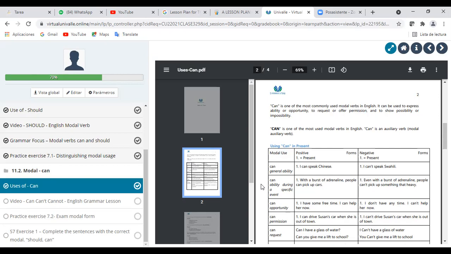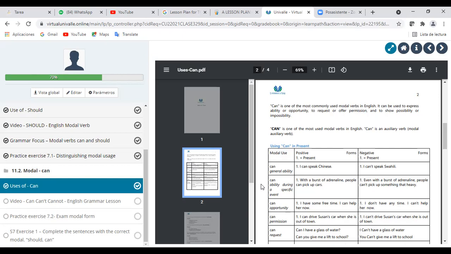Okay, modal use. Can, general ability. Positive, present: I can speak Chinese. Negative: I can't speak Swahili. Number 2, can, ability during a specific event. With the help of a train line, people can pick up cards. Negative: even with the help of a train line, people can't pick up something that heavy.